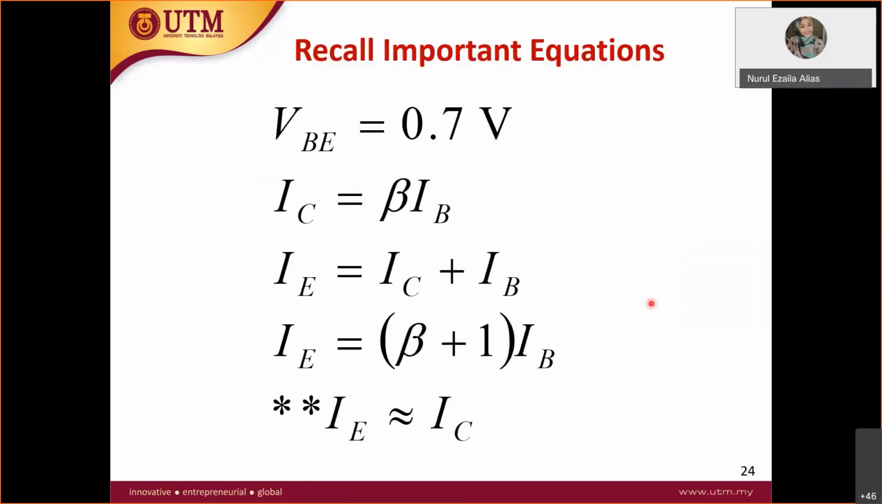Again and again, I repeat this so that you can always memorize it. For now, we're going to use IE because now we have a resistor at the emitter. Therefore, there must be a current across that emitter resistor.